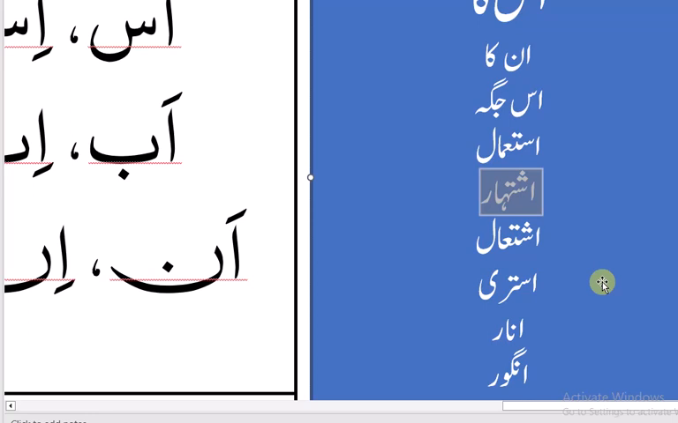Alif also. There are two times alif. One alif is in the beginning and one is before R.